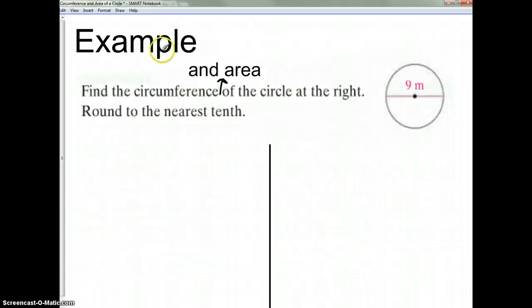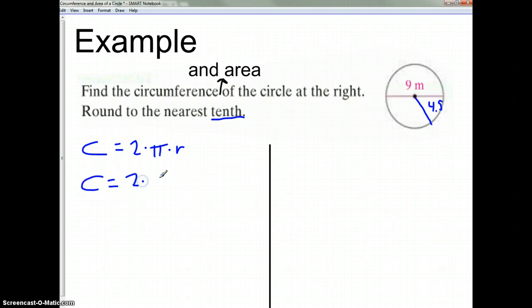Okay, so this is an example that you'd be seeing in your homework. They'll give you something, and then you have to find both the circumference and the area of the circle. And in this case, they want you to round to the nearest tenth. So let's just do the circumference over here. Circumference, 2 times pi times r. In this case our diameter is 9, so we have to know that our radius is 4.5, half of 9.